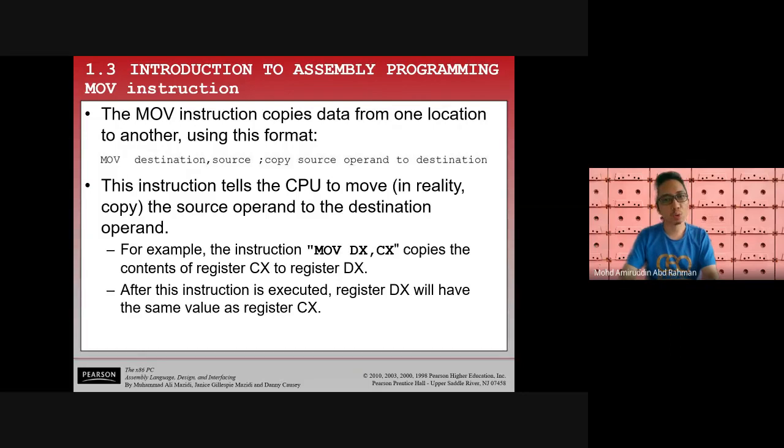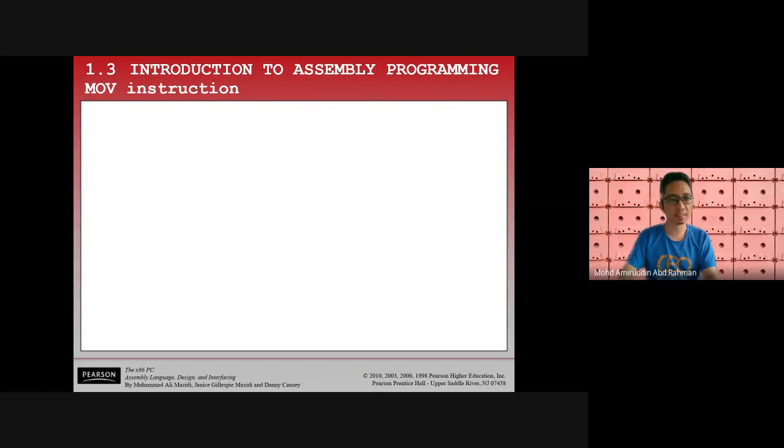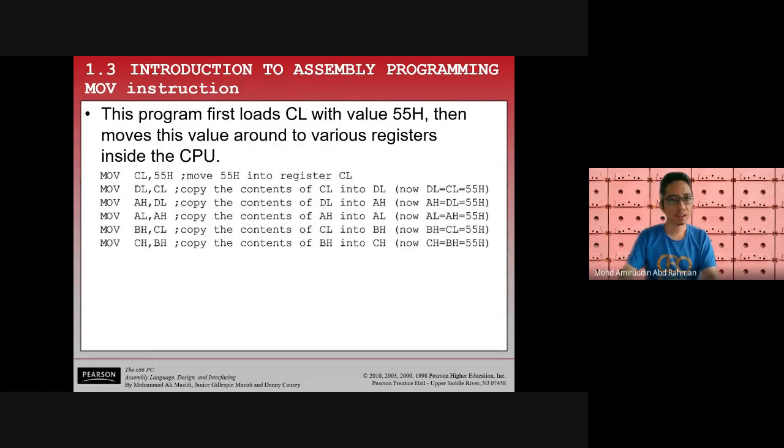So what will happen? Initially, let's say the CX content is 0100, but at the present time, let's say DX is 0000. Then we have the move instruction. Now DX becomes 0100, in which DX will have a similar value as CX. All right, so we look further. So we expand the example.